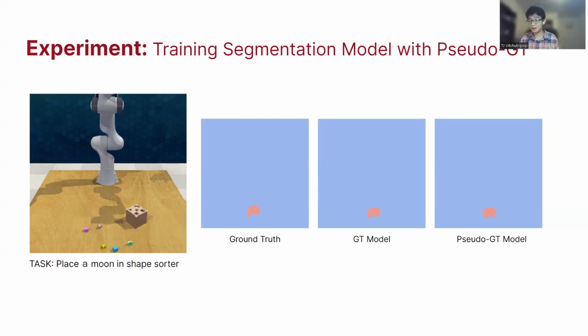We also see here in another comparison for the shape sorter task that our pseudo ground truth model produces segmentations that are qualitatively comparable to those produced by the ground truth model.